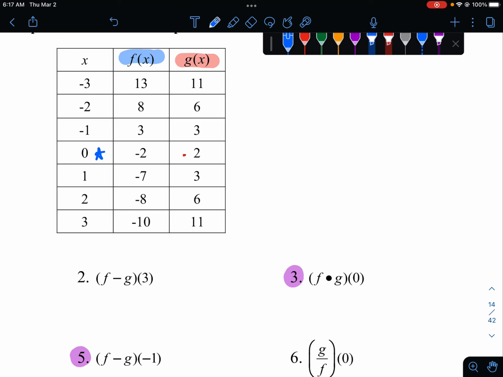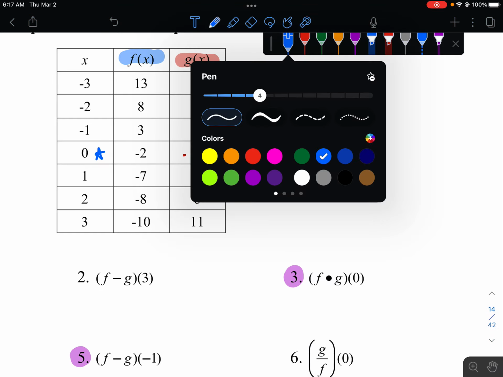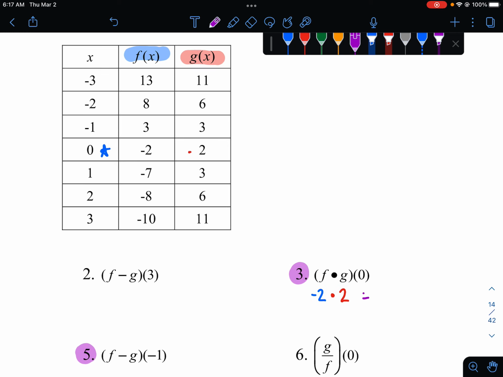Again, we're going to look at it at 0. So number 3, it says f times g of 0. So again, I evaluate at 0 for f, that's -2, and I evaluate at 0 for g, and that's +2. We just saw that already. And they're telling me to multiply those two numbers together.